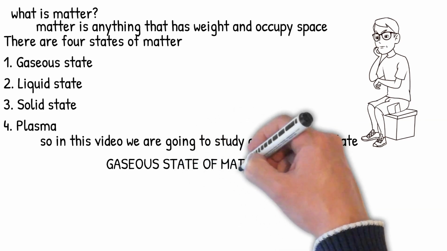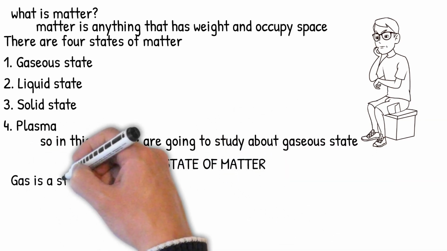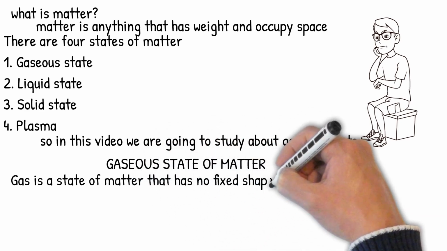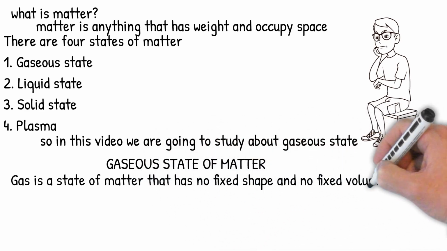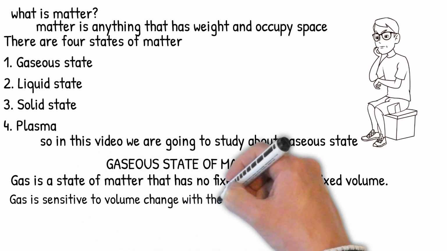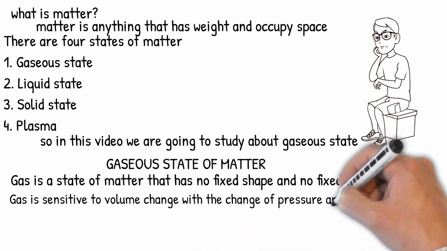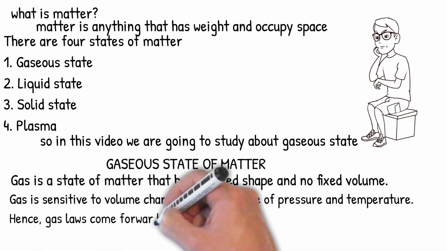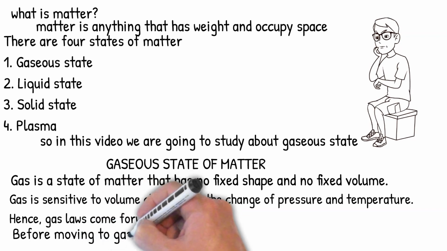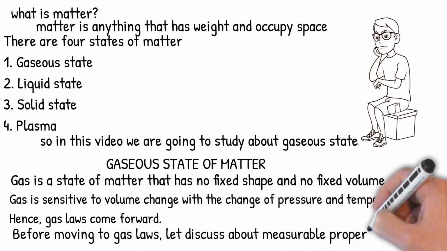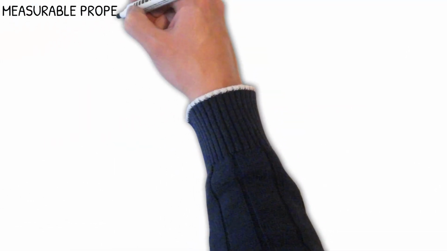First of all, what is a gas? Gas is a state of matter that has no fixed shape and no fixed volume. Gas is sensitive to volume changes with the change of pressure and temperature. Hence, gas laws come forward. Before moving to the gas laws, let's discuss the measurable properties of a gas.